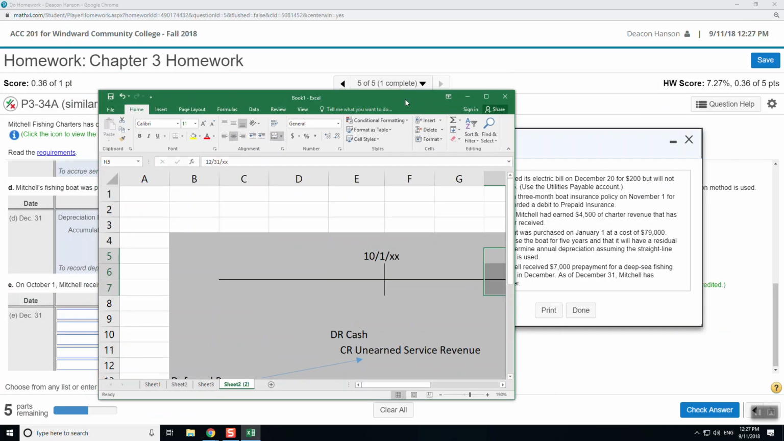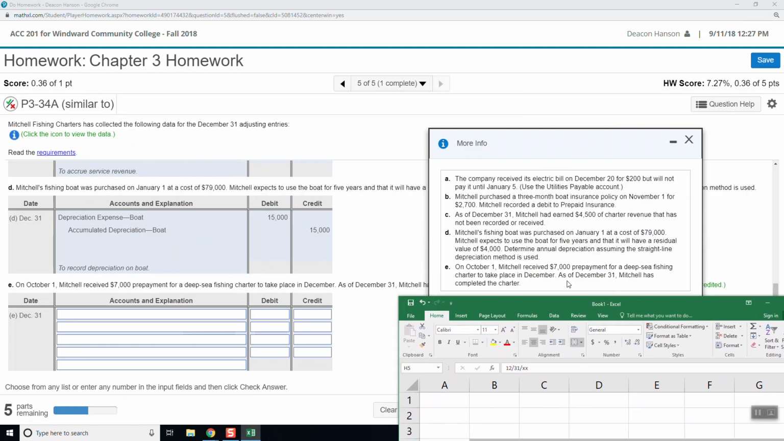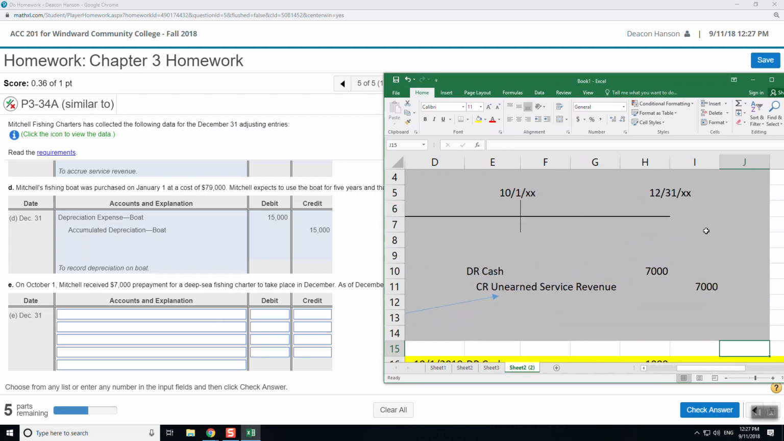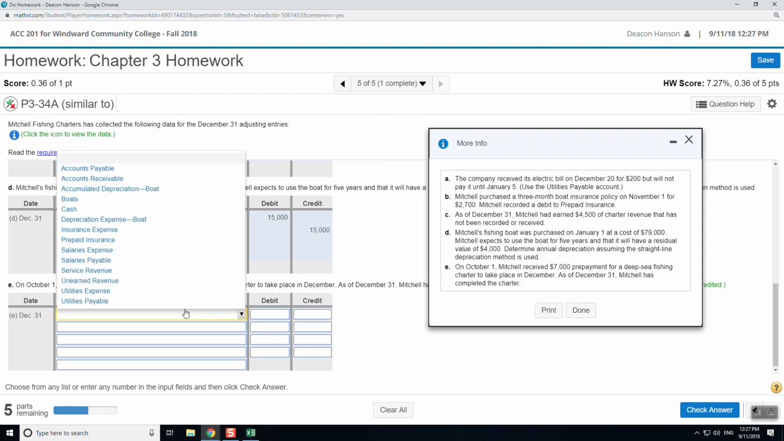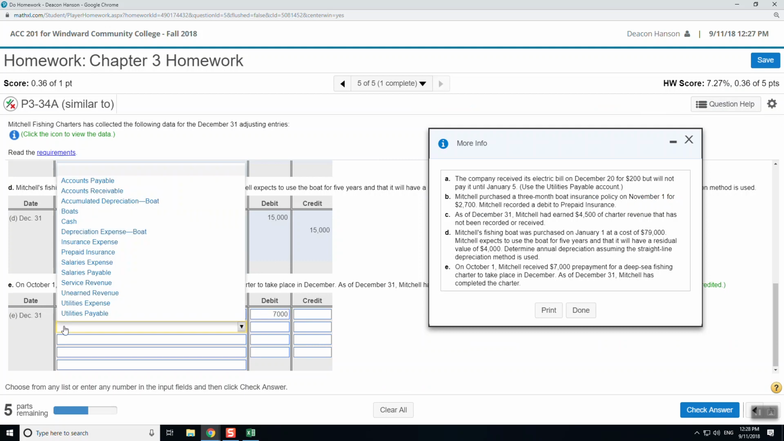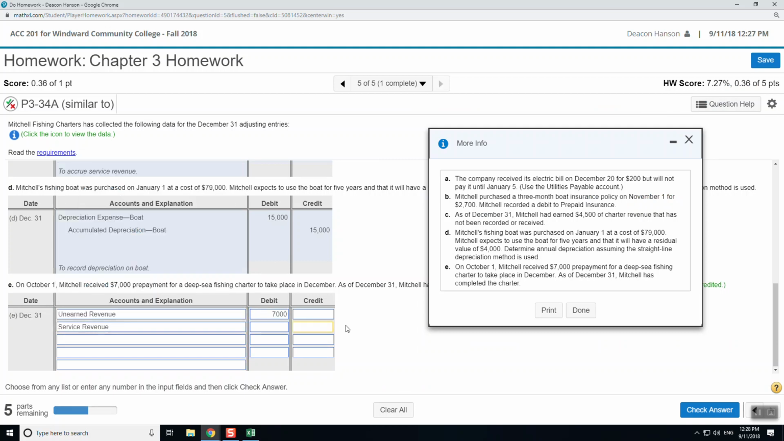And if you recall, the problem tells me as of December 31st, Mitchell has completed the whole charter. So we know that we're going to take what we have sitting in unearned revenue, which is 7,000. We don't have any beginning trial balance where there might be more sitting in it. It's just assumed that that's all we have in there. We're going to have to take that out of there. So I'm going to debit my unearned revenue, 7,000, and turn it into revenue because now we have provided the charter, right?